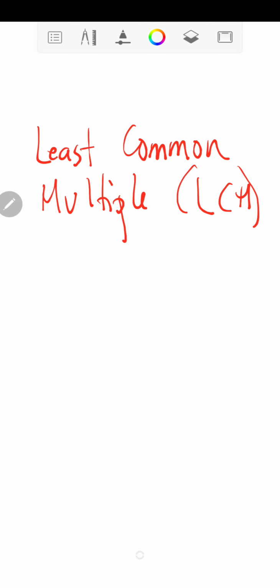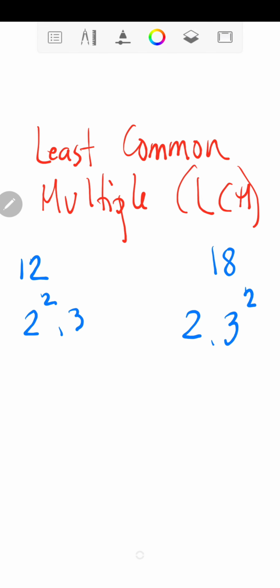Now you could tell already the difference in how to arrive at GCF and LCM. Again, we're going to use the same example as before, which is 12 and 18. For 12, the factors are 2 to the second power and 3. And for 18, we have 2 to the first power and 3 to the second power. Now we choose the one with the highest power that occurs in any of the factorizations. There is both 2 and 3 for 12 and 18, so we just choose the one that has the highest power. In this case, we have 2 to the second power and 3 to the second power.